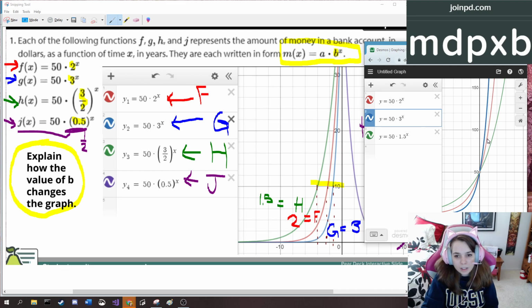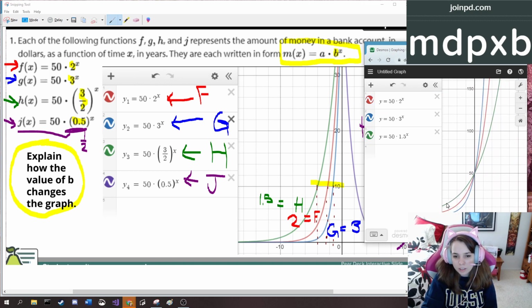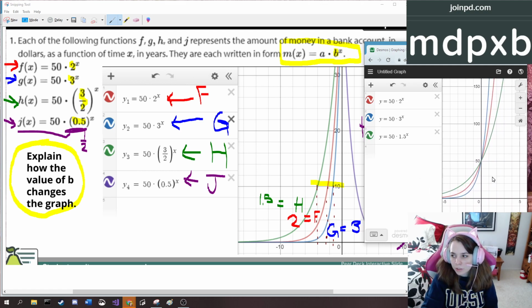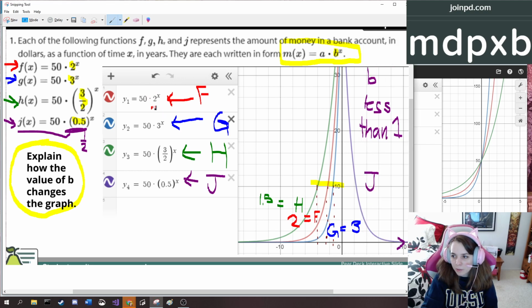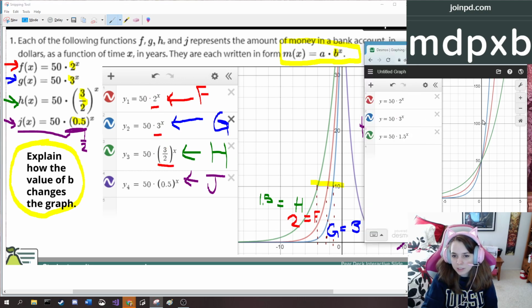Okay. So here for red, it stays kind of in the middle. It's the second fastest and the second slowest both times. And then this one here, the 1.5, it seems to grow faster in the negatives, but then it grows slower in the positives. So depending on how big the B value is, when we're looking at positives it'll be the top graph, but it'll be the smallest in the negatives.